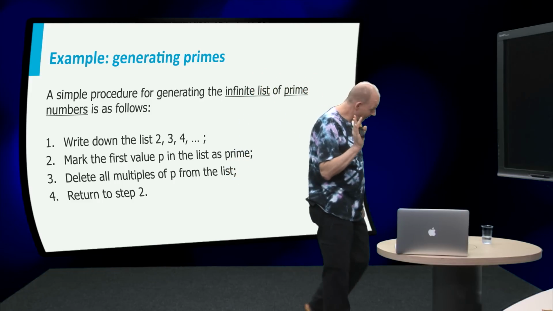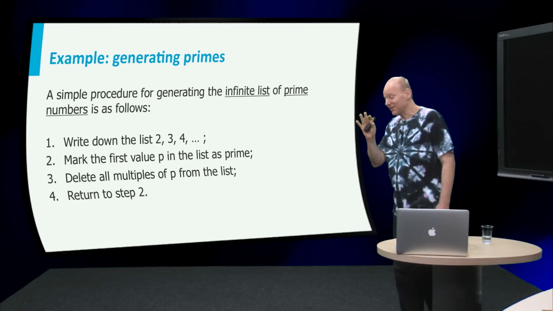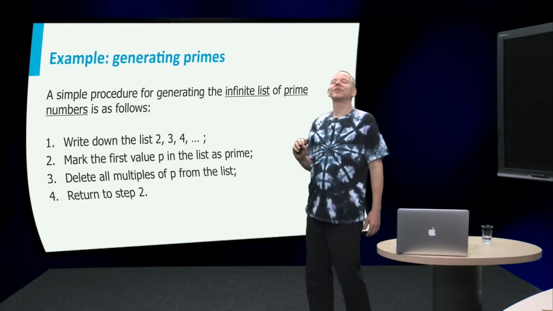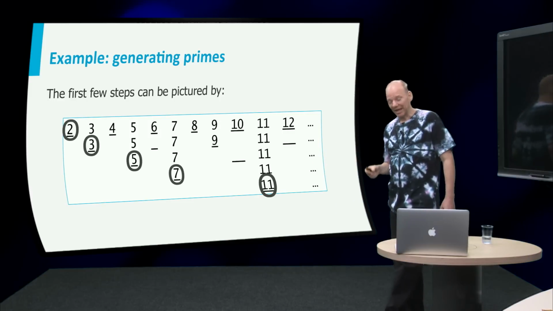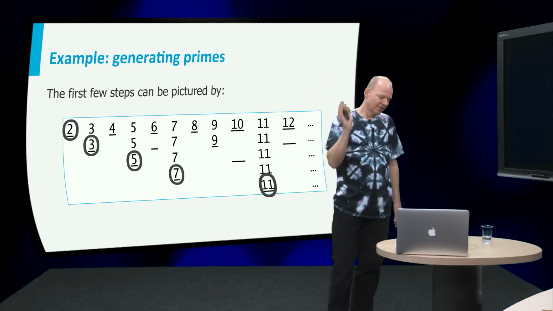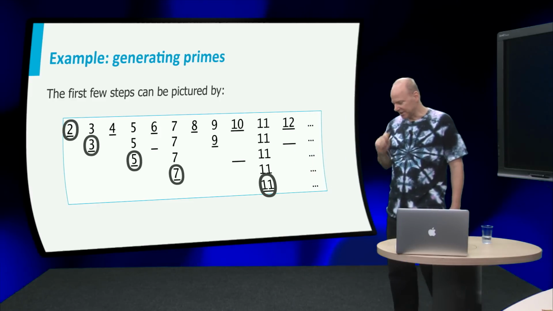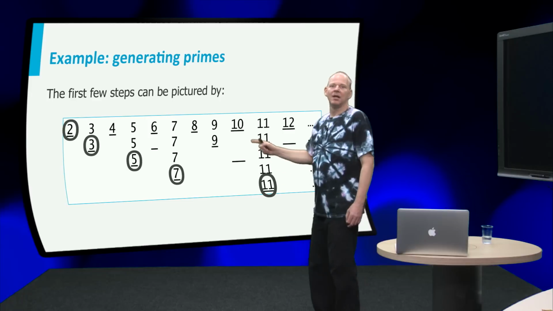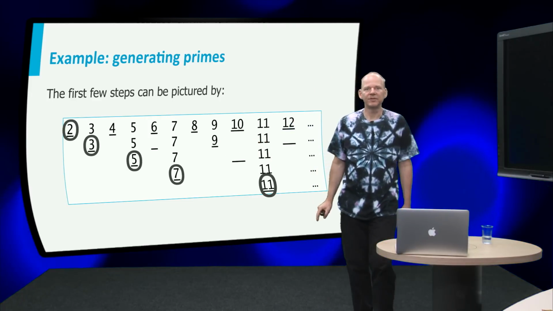Now, this algorithm is really old. This algorithm was invented before any of us was born. And this is called the sieve of Eratosthenes. Okay, so this was invented by ancient Greek mathematicians. Let's draw the picture here of a few of these steps.